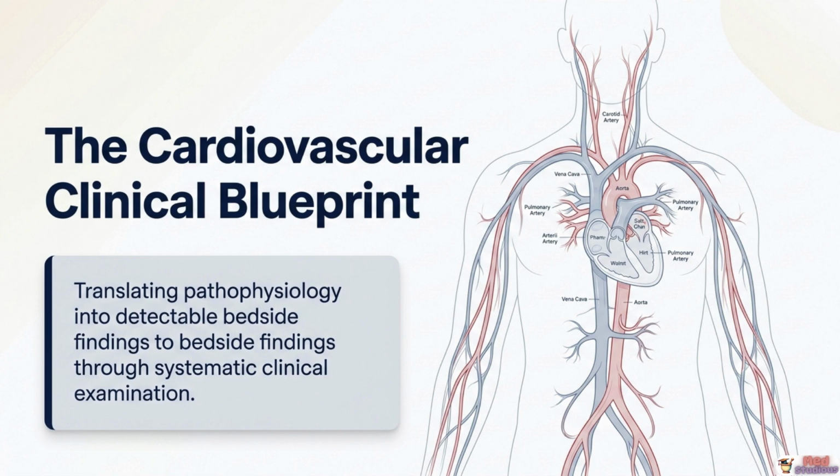We're going to move systematically through every component of the exam, from general inspection all the way to advanced ultrasound integration. Along the way, you'll learn to read pulse waveforms like a hemodynamic signature, decode the jugular venous pulse as a live readout of right atrial pressure, map every heart sound and murmur to its precise underlying valve pathology, and recognize the systemic signs of venous congestion and heart failure.